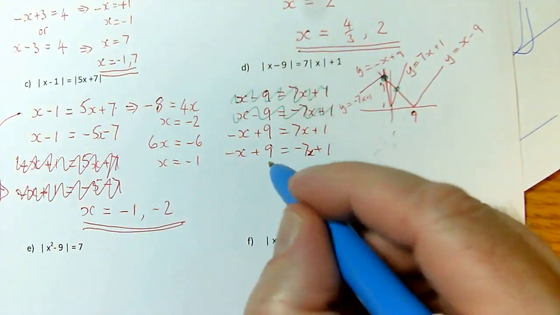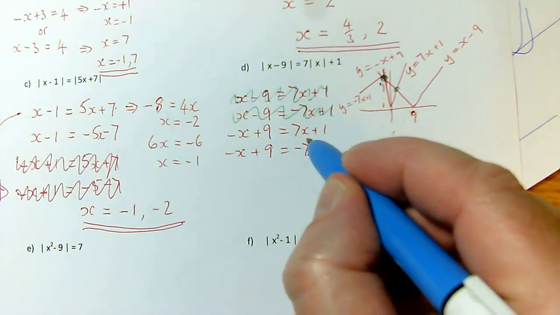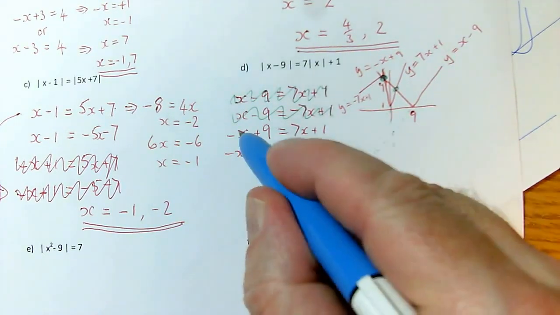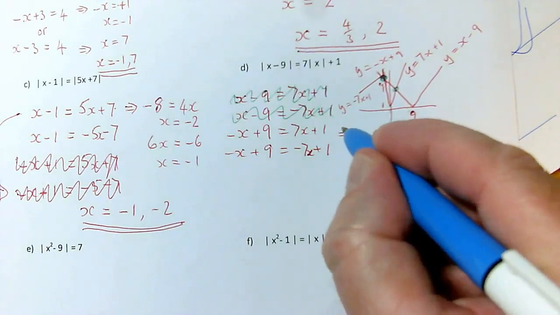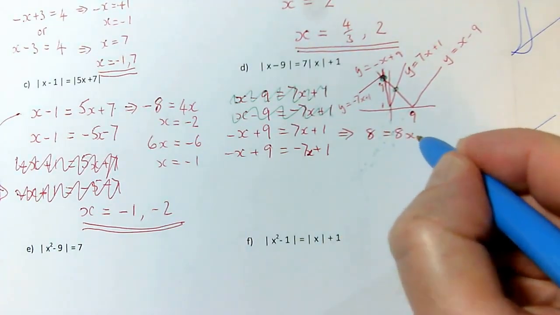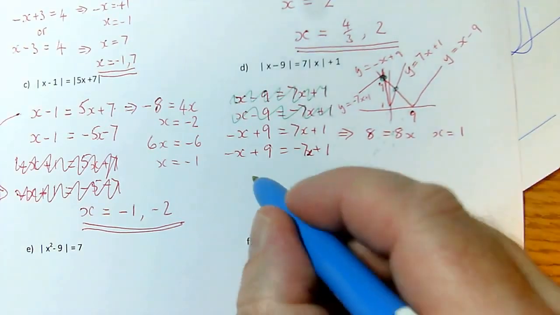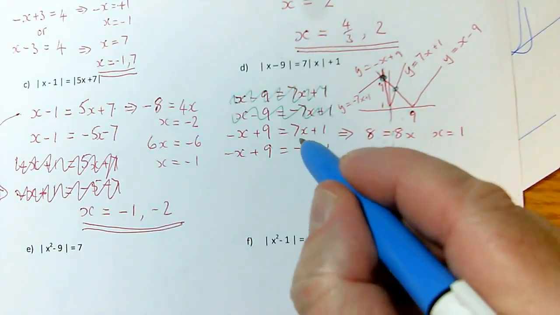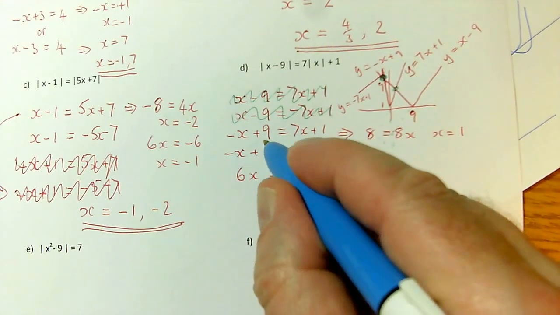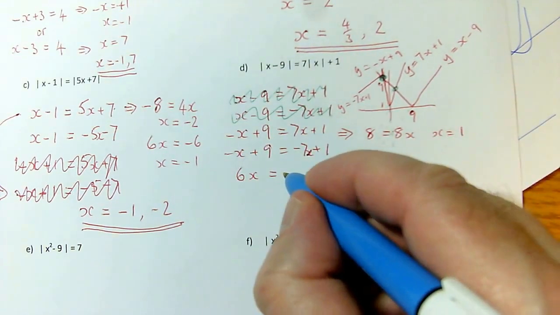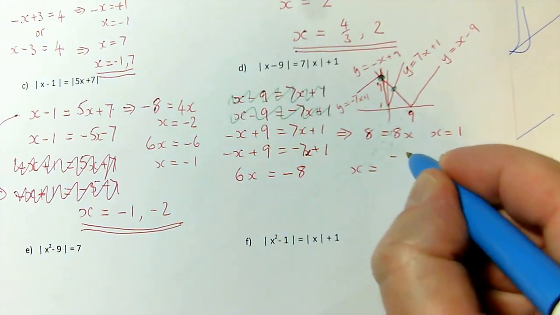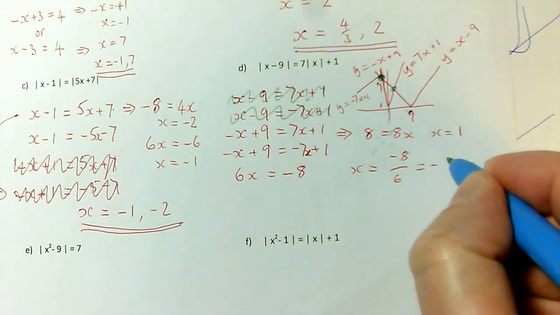So doing that, I can now solve the equations I've got. For this one here, I'm going to subtract 1 from both sides. I'm going to add x to both sides. So this one is going to lead to 8 equals 8x, which gives me x equals 1. And finally, this one here, I'm going to add 7x to both sides. So I'm going to get 6x equals, I'm going to subtract the 9 from both sides. So 6x is minus 8. So that gives me x equals minus 8 over 6, which is minus 4/3.